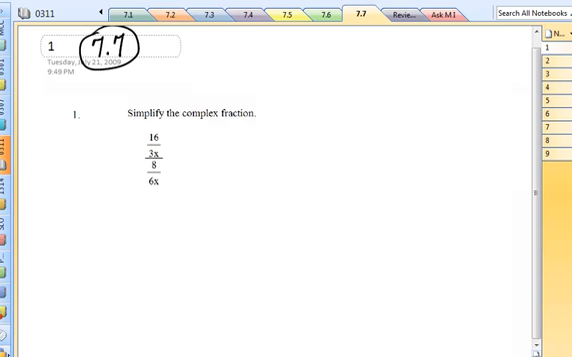7.7 is about complex fractions. And a complex fraction is a fraction within a fraction. There are two types of problems that we're going to look at. Our first three problems are what I call type 1.